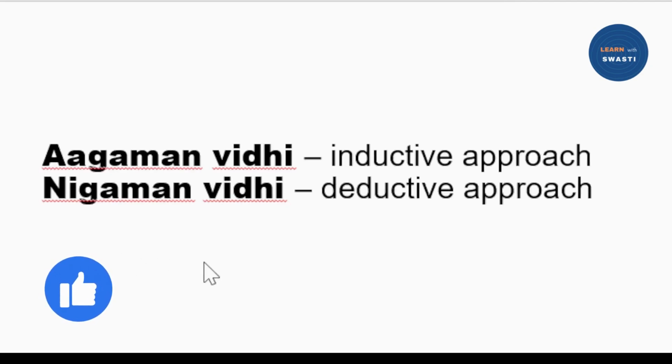Now you have to know this. Agaman Vidhi and Nigaman Vidhi. Agaman is inductive, where you go from examples to the rule, niyam. So Vishisht se niyam ki or, and Nigaman Vidhi is deductive approach, niyam se Vishisht ki or. So you should know which one is which.